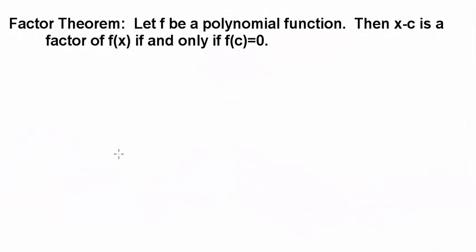This brings us to our second theorem, which is called the factor theorem. It says let f be a polynomial function, then x minus c is a factor of f of x if and only if f of c is equal to 0. What this really means is that when you substitute your constant c in from the binomial x minus c, if you get 0 as a result, meaning that there was a remainder of 0, then x minus c is a factor of f of x.